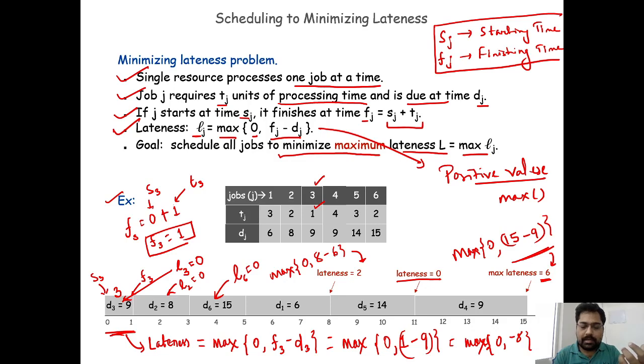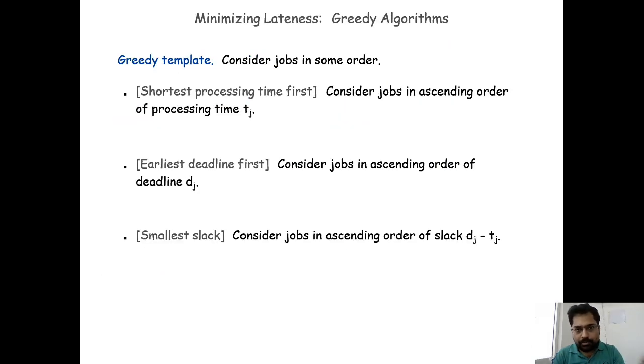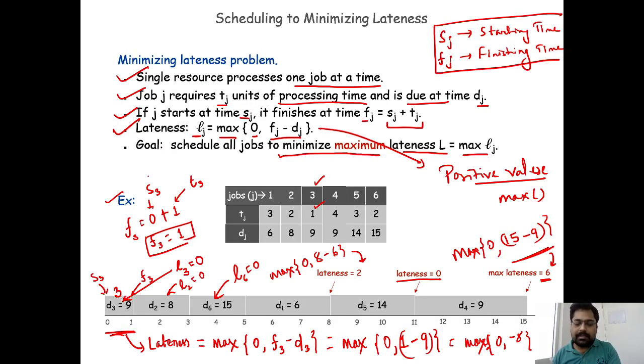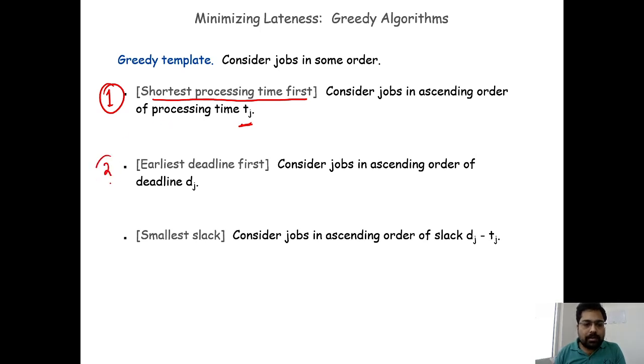But how will we get it? There are algorithms and approaches, but first of all we'll discuss the approaches. In the first approach, we can focus on the shortest processing time first, meaning the shortest processing time will be selected first, as we have done recently. The second point is earliest deadline first, meaning the job with the earliest deadline, which will be completed before the others, will be considered first.